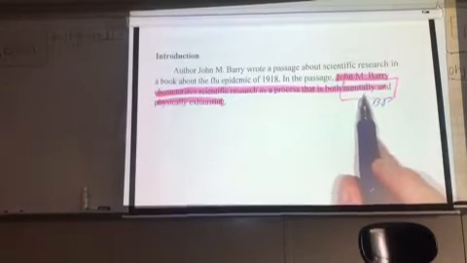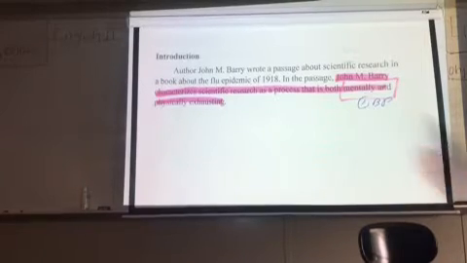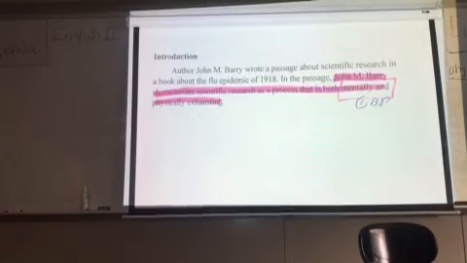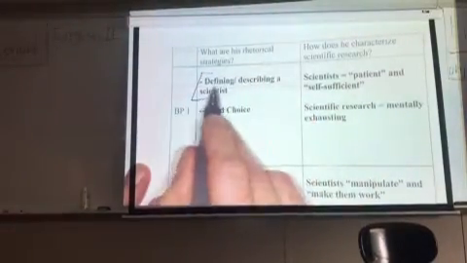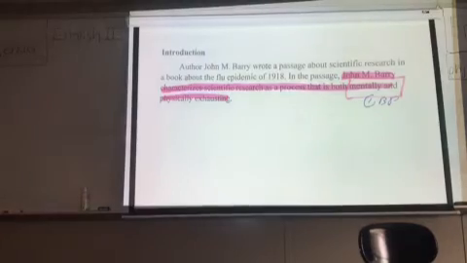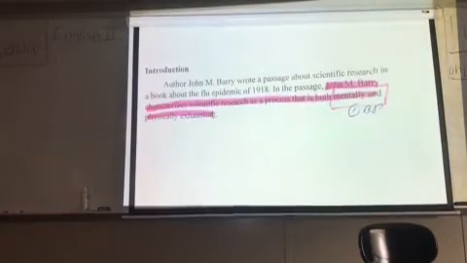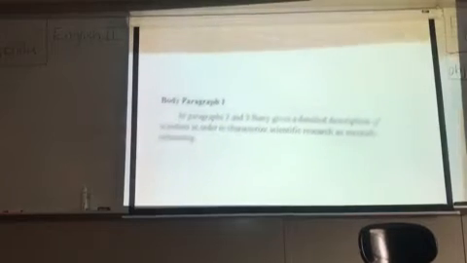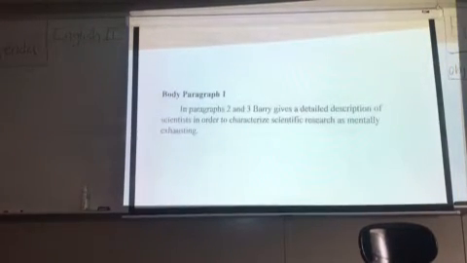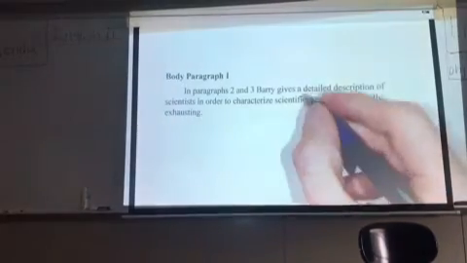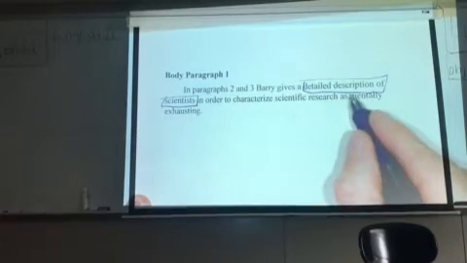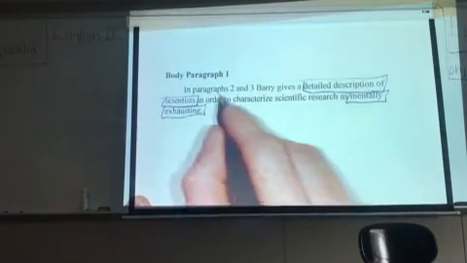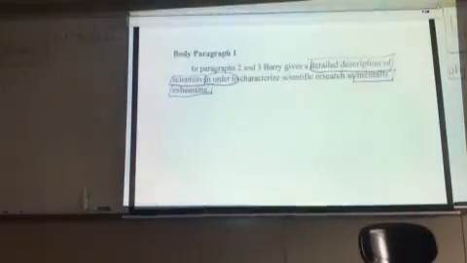So that needs to be stated in my first sentence, along with the rhetorical choices that I see Berry making in the paragraphs I'm about to talk about. And as I already said on my T-chart, rhetorical choice is him defining or describing a scientist, and specifically that scientist's traits. So our first sentence of body paragraph 1 should look something like this. In paragraphs 2 and 3, Berry gives a detailed description of scientists in order to characterize scientific research as mentally exhausting. Now notice the words "in order to" are different than the words "so that."